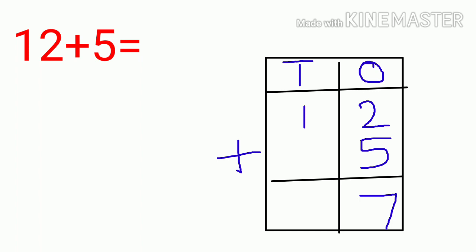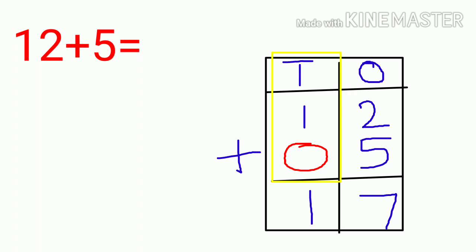Then let us add the tens digit. Here, which are the numbers comes in tens column? Yes, 1. See children, here only one number. So let us put here 0. Then add 1 and 0. Tell me, what is 1 plus 0? Yes, 1. So let us write the number 1 in tens column.